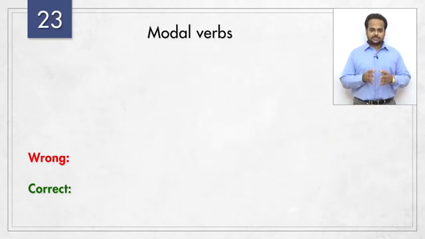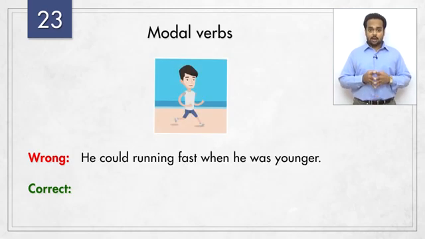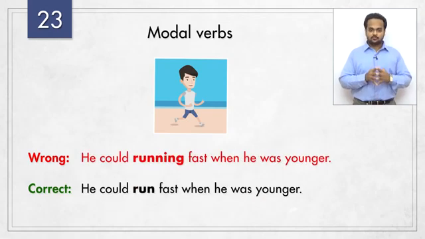All right, our next topic is modal verbs. The first sentence is, he could running fast when he was younger. You should say, he could run fast when he was younger. After any modal verb, you should use a verb in its base form.